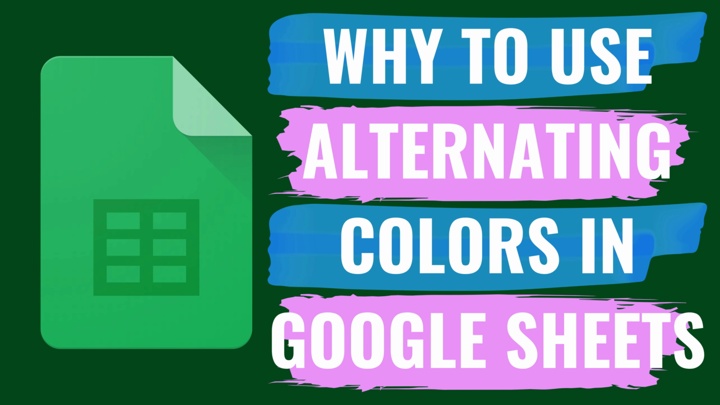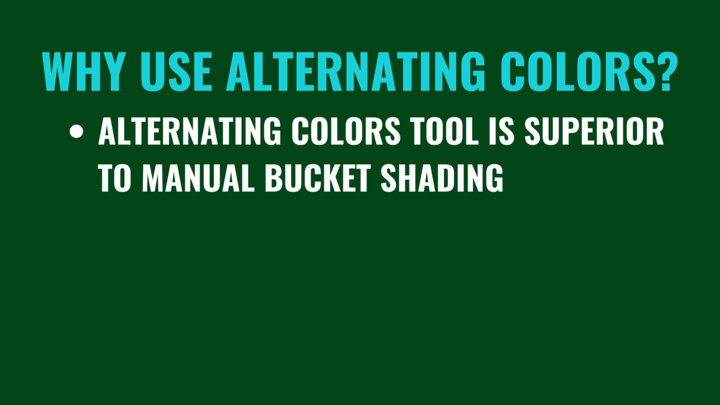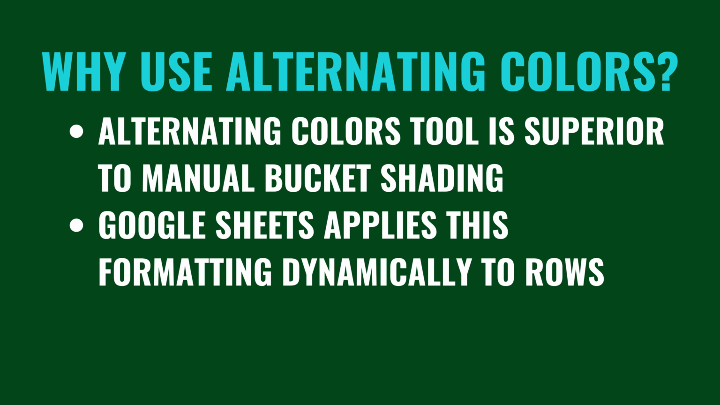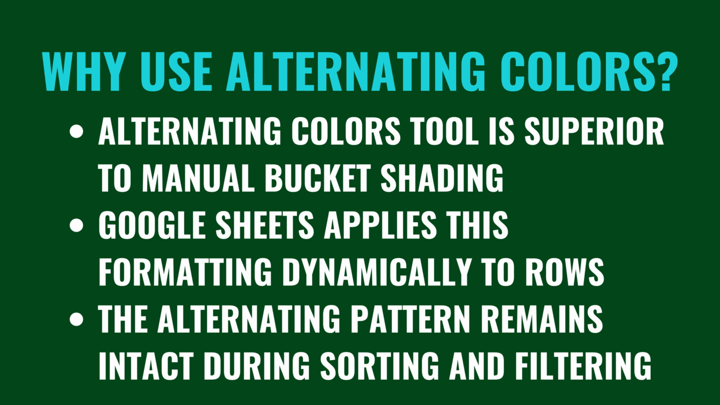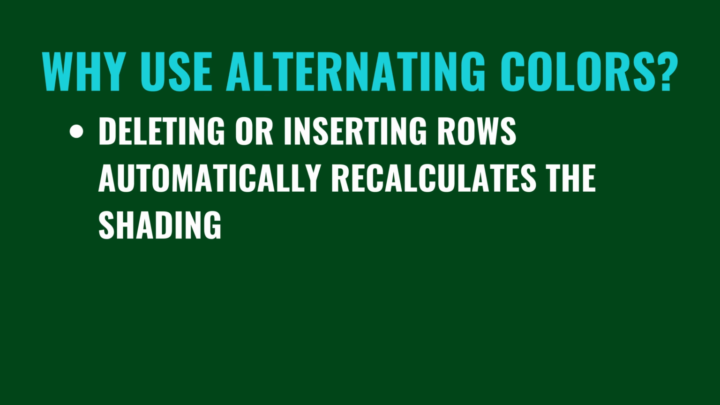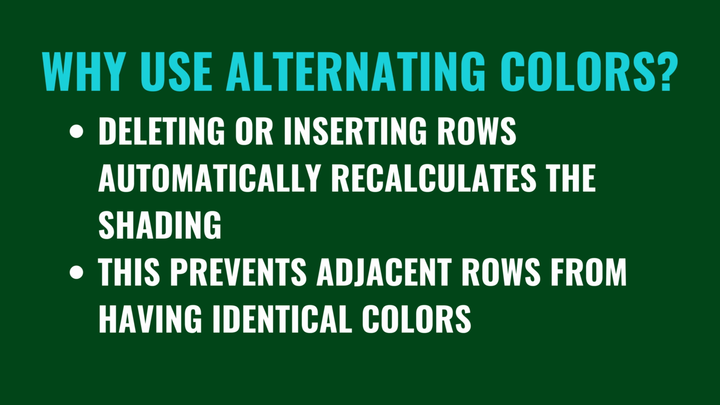Using the built-in Alternating Colors tool is much better than manually shading rows with the Paint Bucket tool because Google Sheets treats this formatting dynamically. If you later decide to sort your comic books by year or filter them by a specific publisher, the alternating pattern stays perfectly intact. Even if you completely delete row 50 or insert 3 new comic book issues right in the middle of your list, Google Sheets will automatically recalculate the shading so you never end up with too dark or too light rows sitting right next to each other.